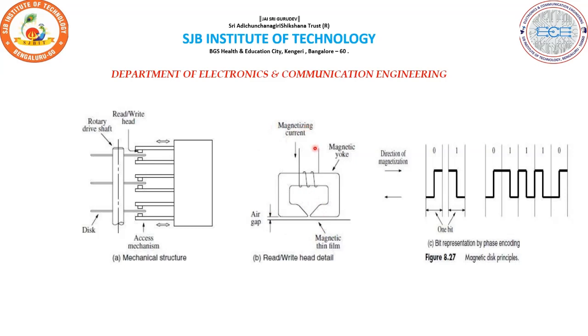What is that? The magnetizing current starts to flow. So this is the magnetic yoke, and the air gap between the magnetizing sensor and the disc. This is the magnetic thin film which is placed on the disc. So this is how it is going to read the pulses. Low to high it is bit 0, high to low it is bit 1. So this is for both the read and the write operation.